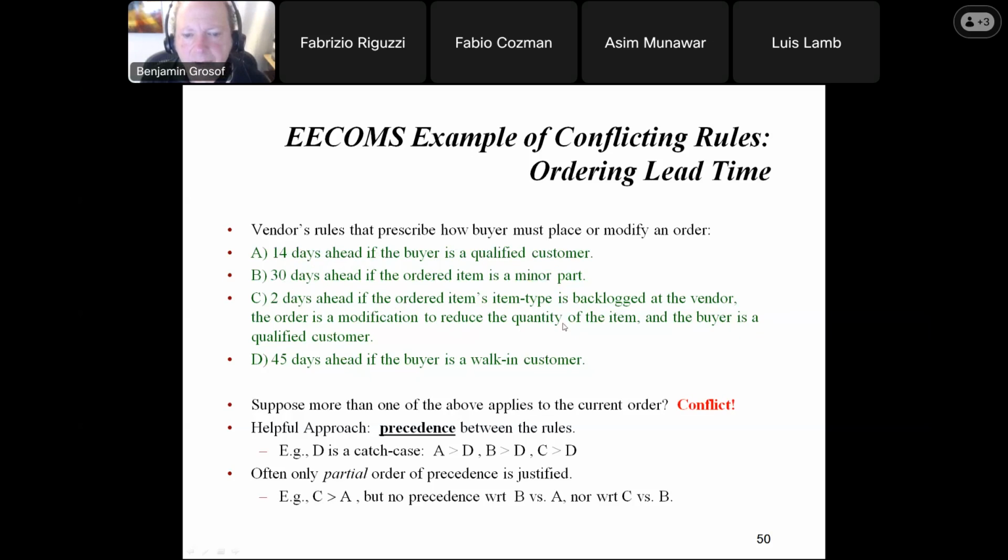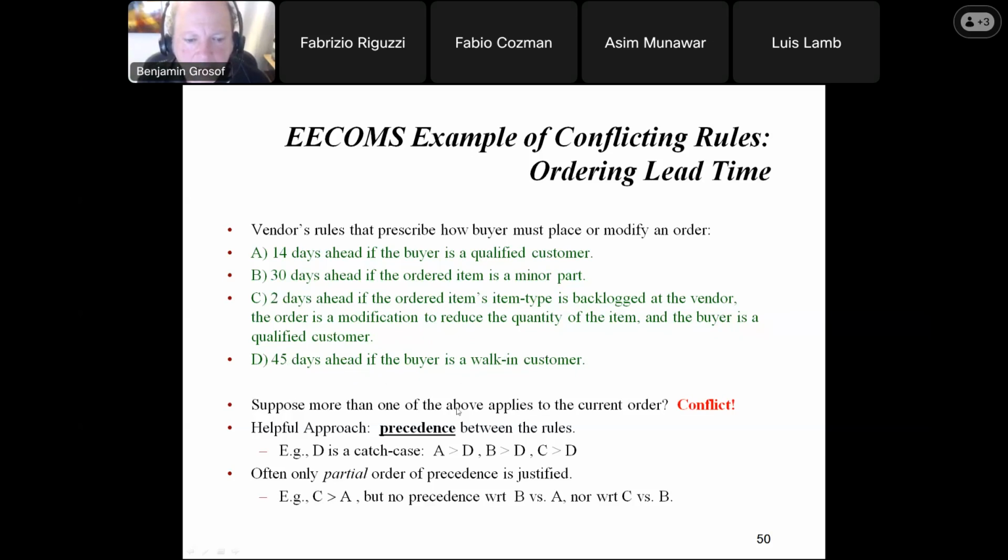a modification to reduce the quantity of the item and the buyer is a qualified customer. So you're easing the squeeze at the vendor, and so willing to take that on very short lead time, because although it makes some extra work for the vendor, it's saving even more work for the vendor being able to fulfill other orders. And say if the customer has walked in, hasn't been vetted and qualified, then say 45 days ahead, which is really the most comfortable amount of lead time at the vendor.